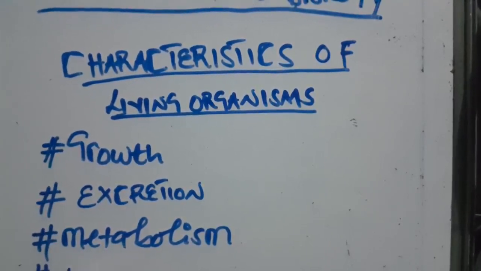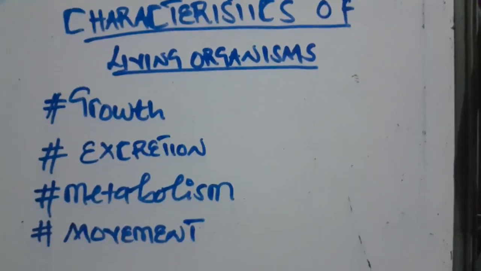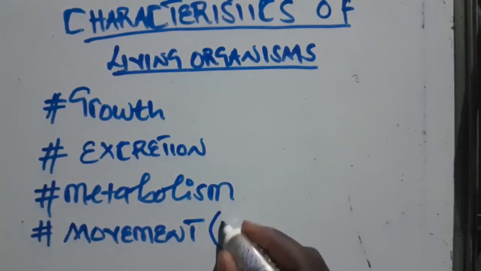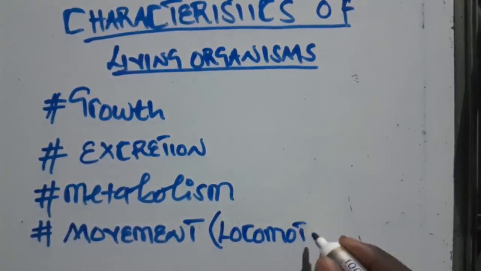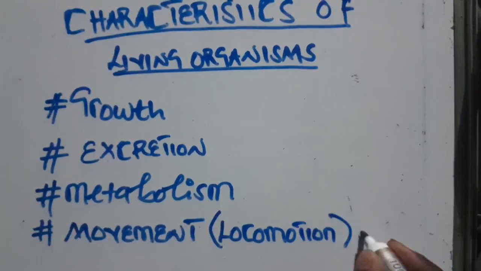Away from this, there is also another characteristic which we call movement. Movement is another characteristic of living organisms. We are able to see animals are able to locomote. They are able to move from one place to another. That is what we call movement, or locomotion.